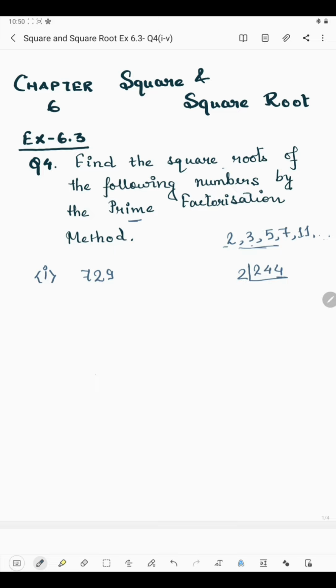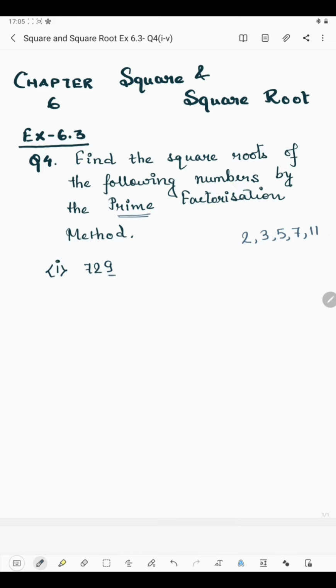Now here, since the last digit is an odd number, it cannot be divisible by 2 according to the divisibility rule: if the digit at the ones place is 0, 2, 4, 6, 8, that means an even number, then only the number will be divisible by 2. So it won't be divisible by 2. Now we'll check by 3.